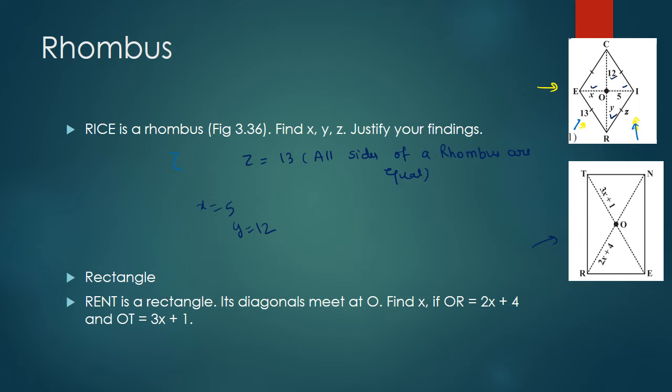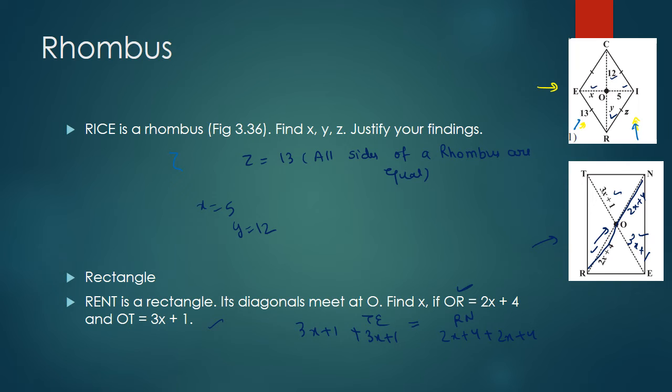Again, the property of a rectangle. I told you, right? OR is given, OT is given, but actually OR will be equal to ON and OT will be equal to OE. Why? Because diagonals of a rectangle also bisect each other. Diagonals of a square also bisect each other. So 3x plus 1 plus 3x plus 1, these two will be one diagonal, TE. Then 2x plus 4 plus 2x plus 4, this whole will be RN.